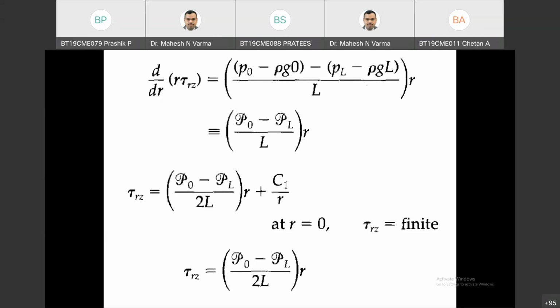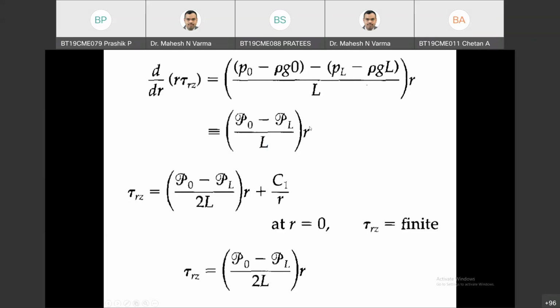This is what we are discussing: flow through pipe in downward direction. Okay, flow through pipe in downward direction. We have done a shell balance. In that shell balance, we got this equation: d by dr of r tau rz equals to p0 minus pl divided by l into r.